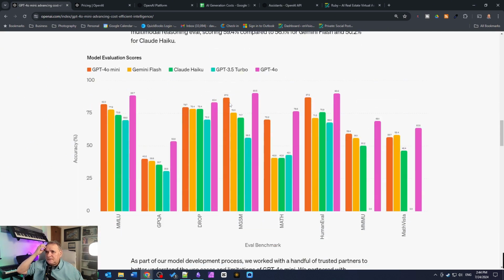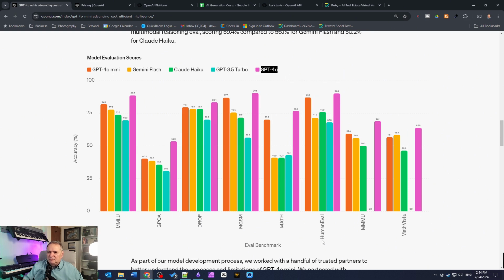Now, the two things I really want to concentrate on are the orange bar and the pink, or is that magenta? I'll have to ask my wife. The magenta bar is GPT 4o, the orange is 4o Mini. If we look at the results here, for the most part, they're very similar.